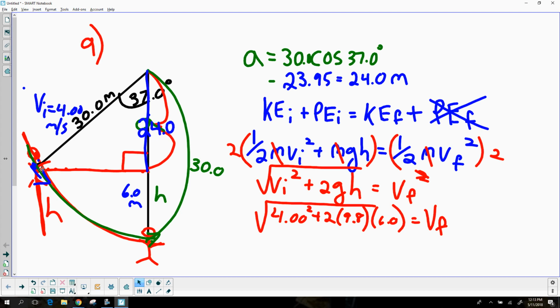So I'll get 4 squared, which is 16, plus 2 times 9.8 times 6.0. Square root all that stuff. And there is 3 sig figs in this velocity. There's only 2 sig figs here. I just figured out I got a sig fig error. So it should have 2 sig figs, so this should actually be 12 meters per second. So there should be 2 sig figs in that one.